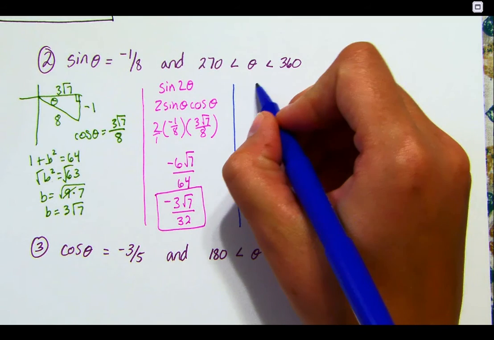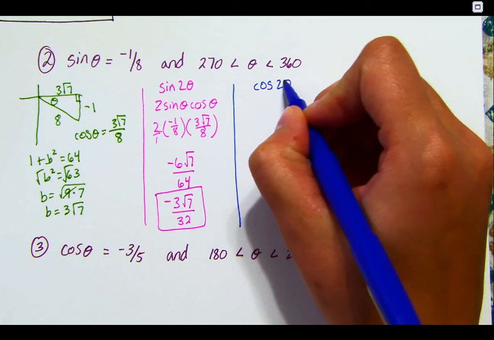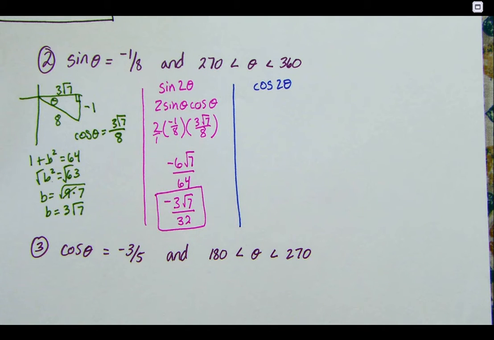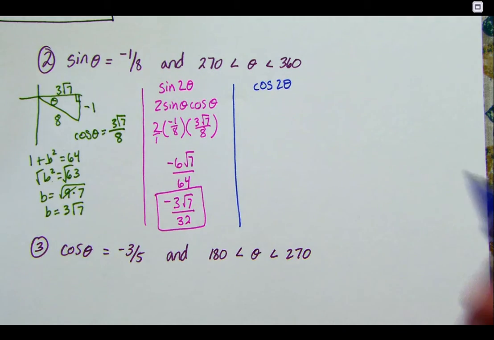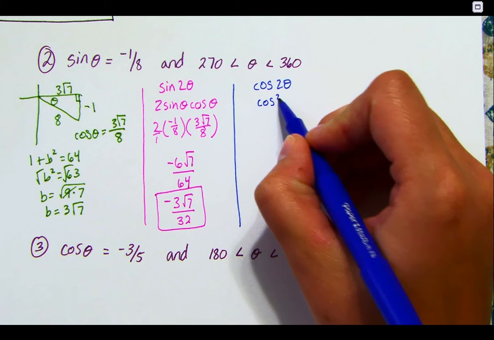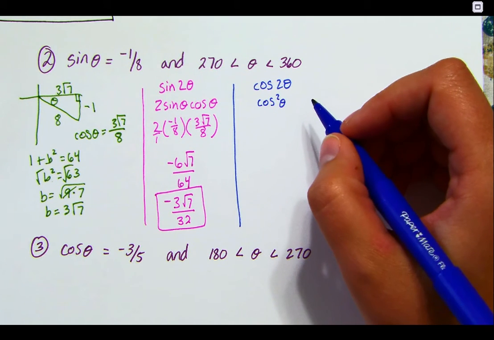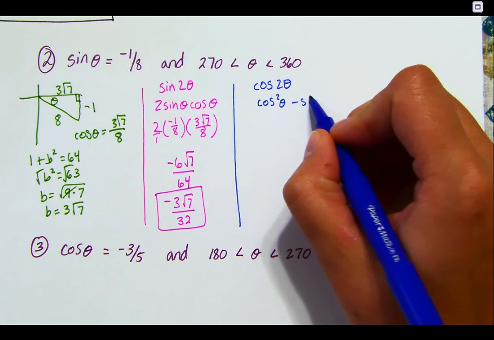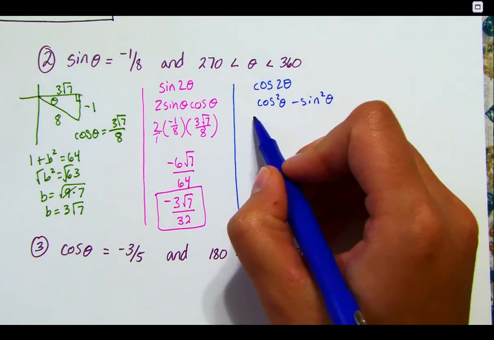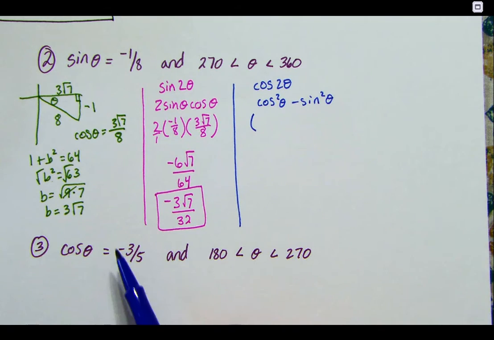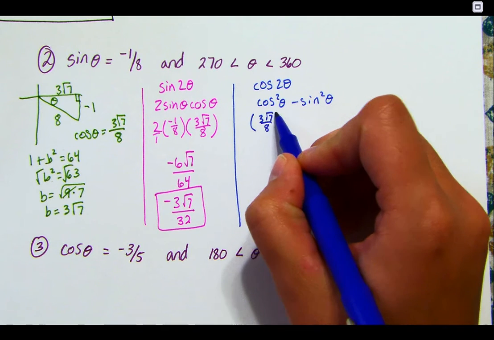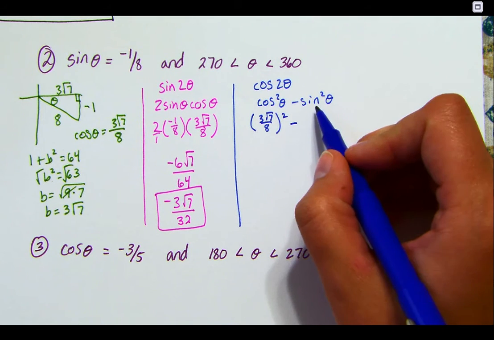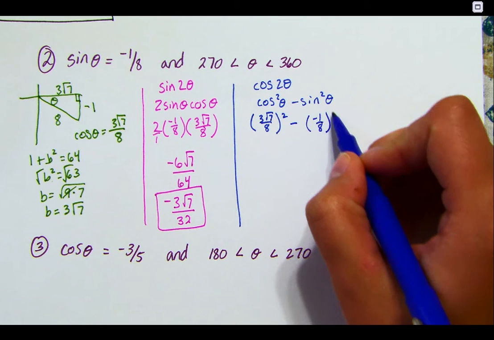All right, cosine 2 theta. So I'm just going to pick a different formula this time so you can see what that would look like. So this time I'm going to pick the top one. So cosine squared theta minus sine squared theta. So that means that we would have cosine, 3 square root of 7 over 8 squared, minus our sine squared, so -1/8 squared.